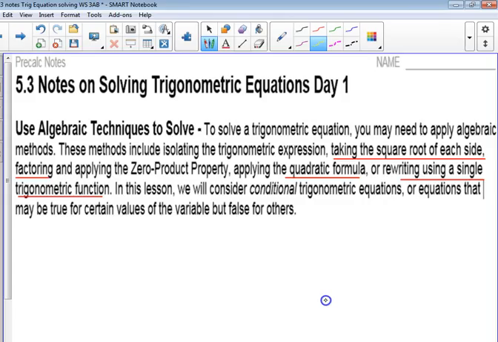All right, so we're going to solve algebraic or trigonometric equations today. This is a really important lesson because you didn't do this at all in Honors Algebra 2 or Algebra 2.